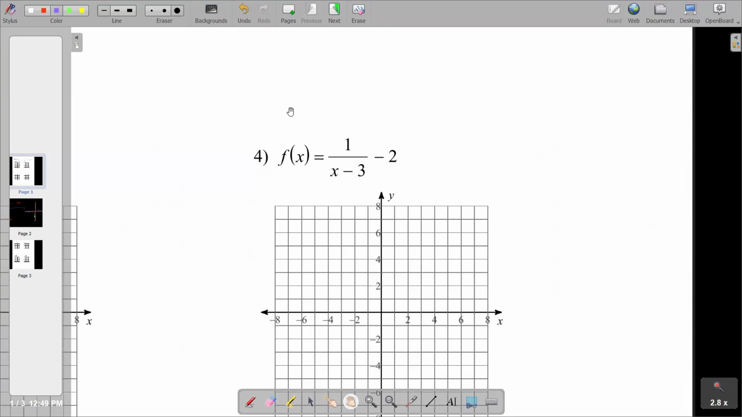Are there any holes? No. The only way there would be a hole is if that x minus 3 in the bottom could be eliminated, canceled out with another x minus 3 on top. And since that doesn't exist, then there are no holes.